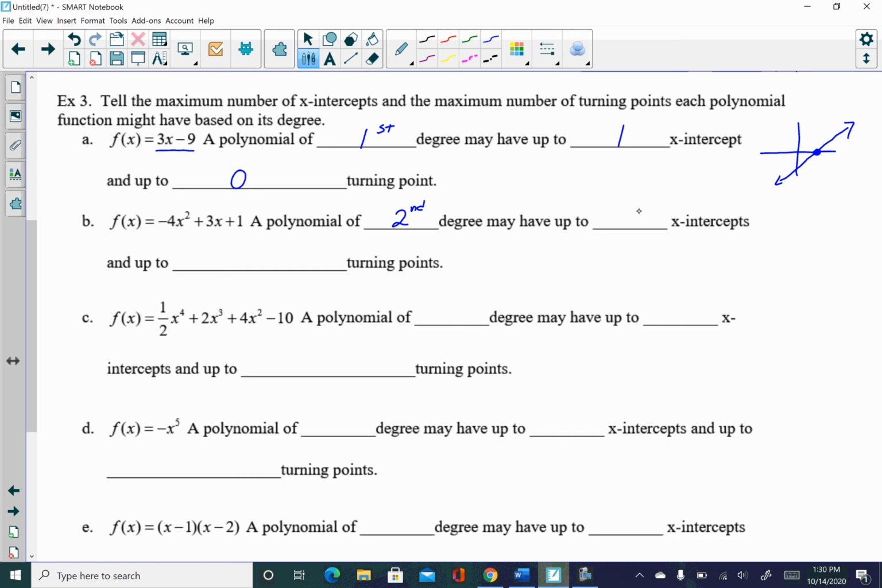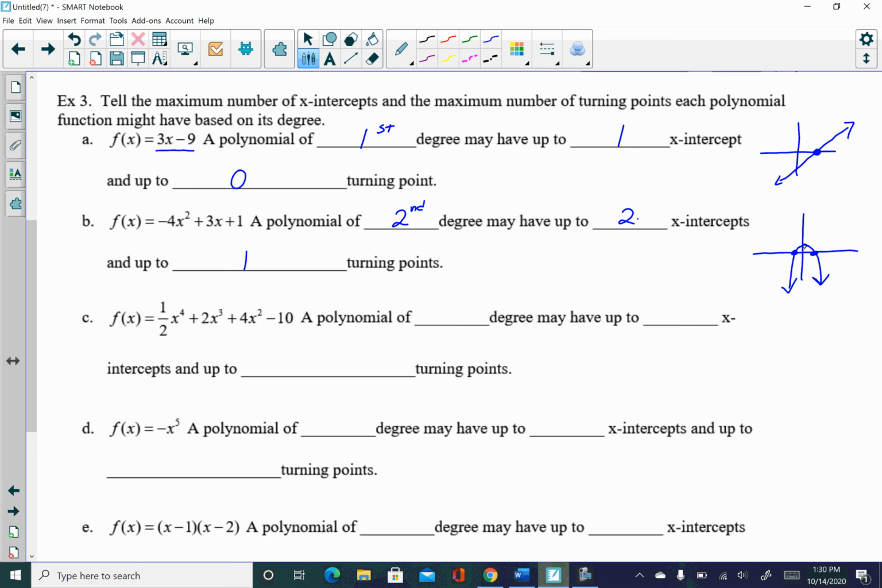It can have up to 2 x-intercepts and up to 2 minus 1, so 1 turning point. And sure enough, that's exactly what we know to be true about this graph, right? Because we know that it's a polynomial facing downward, and it is going to cross the x-axis in 2 spots, and it's going to have 1 turning point there at its maximum.